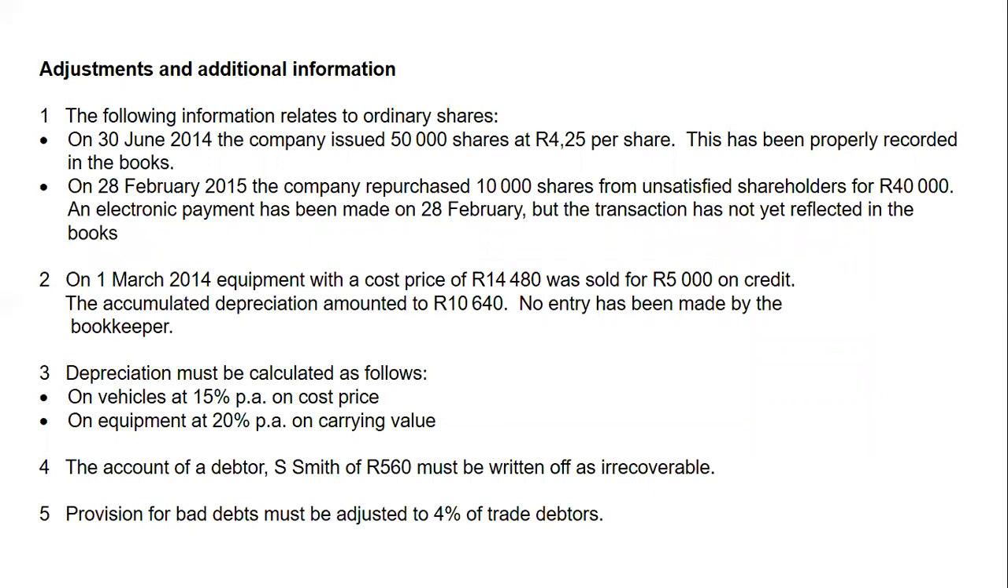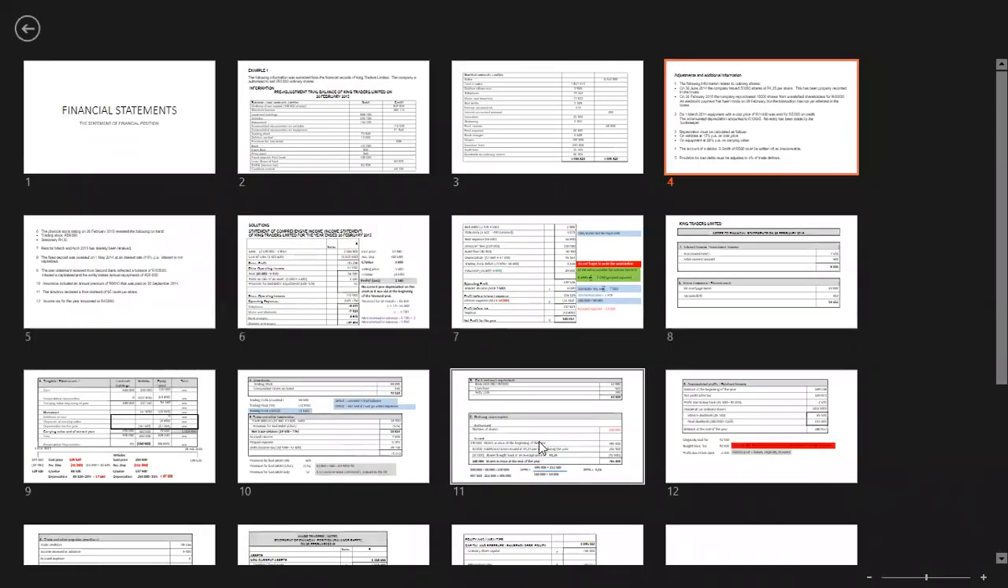We now go into adjustment number 3, which also touches on depreciation. It tells you that the vehicles are depreciated at 15% on cost, equipment is depreciated at 20% on carrying value. So all of that will be recorded. Depreciation will be recorded in your income statement, or statement of comprehensive income, or statement of profit or loss. It has so many names. And it also impacts on note number 3.